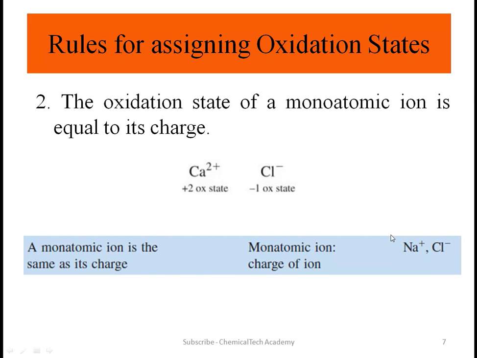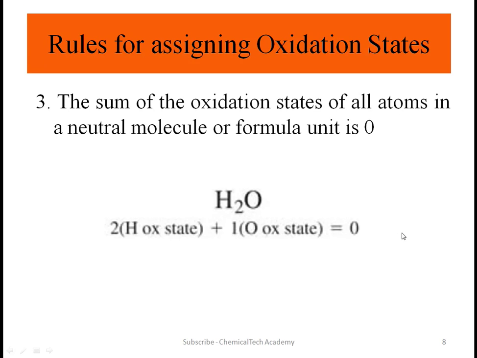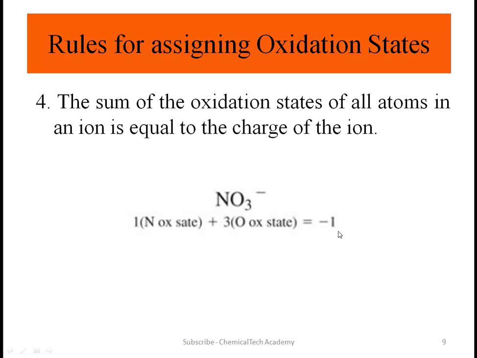Number 3: the sum of the oxidation states of all atoms in a neutral molecule or formula unit is 0. So when we have a neutral molecule or neutral compound, the summation of all these oxidation states must be 0. For example, we have 2 atoms of hydrogen plus 1 atom of oxygen. So 2 times the oxidation state of hydrogen plus 1 times the oxidation state of oxygen has to be 0.